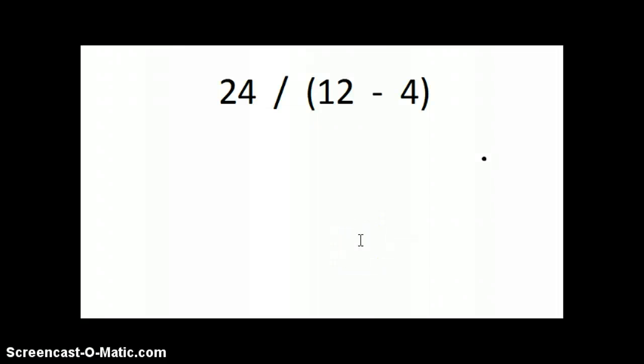24 divided by 12 minus 4. And look, we have parentheses. Yay, now we know what to do first. Parentheses. 12 minus 4. Give you a second for that one. Got it? Good. 12 minus 4 is 8. Is that right? Let's check. 12, 11, 10, 9, 8. 8. We're good.